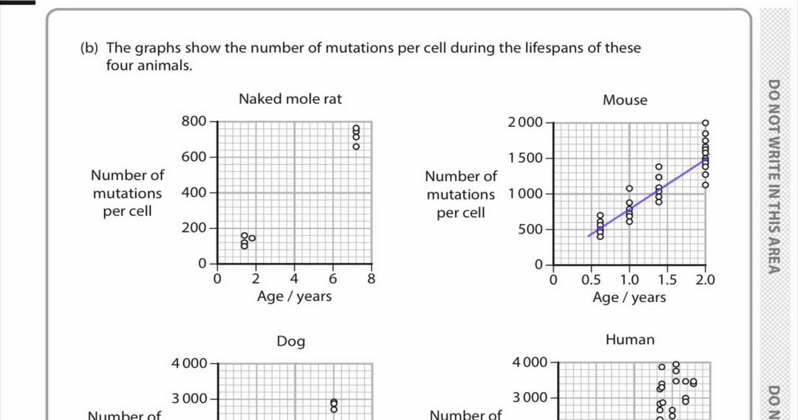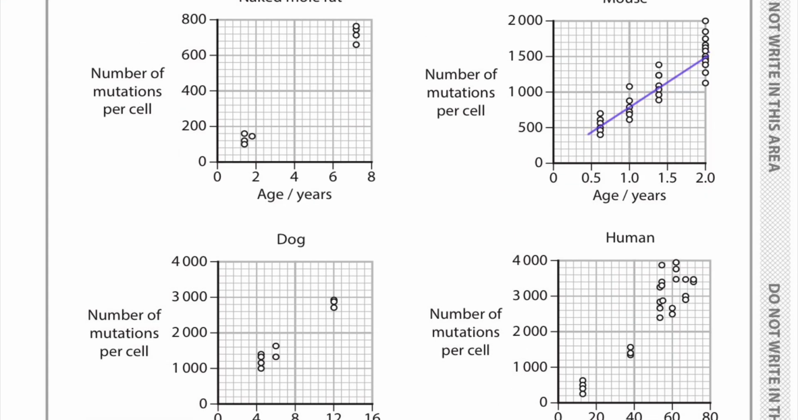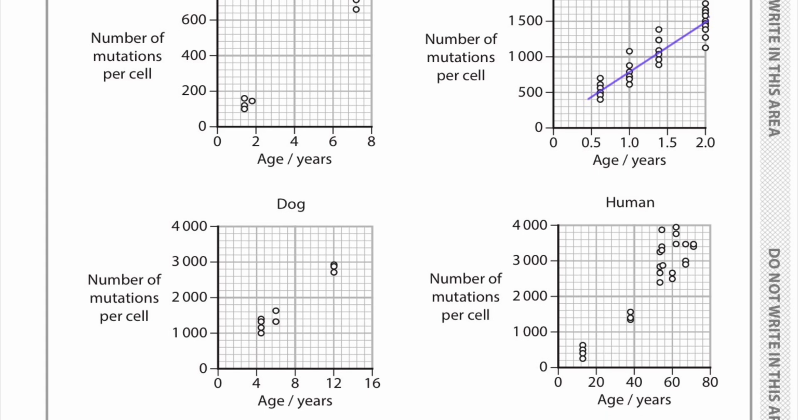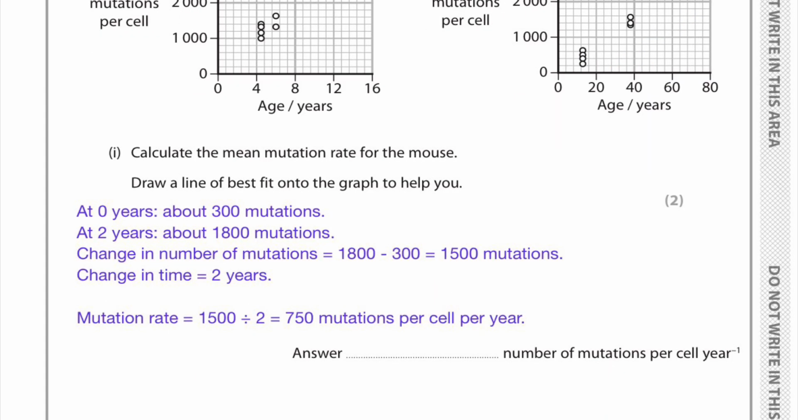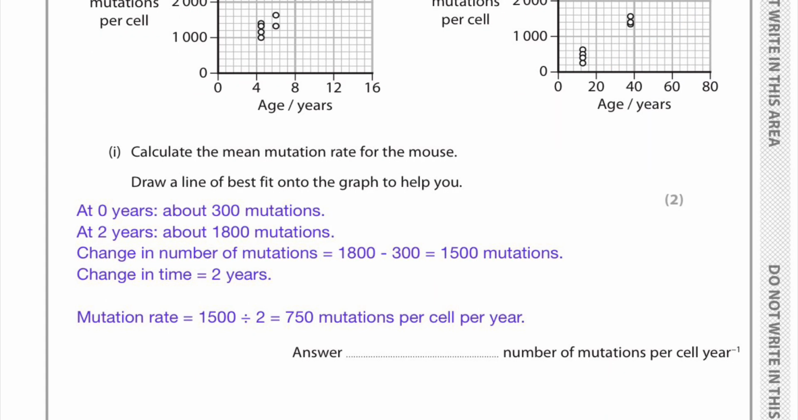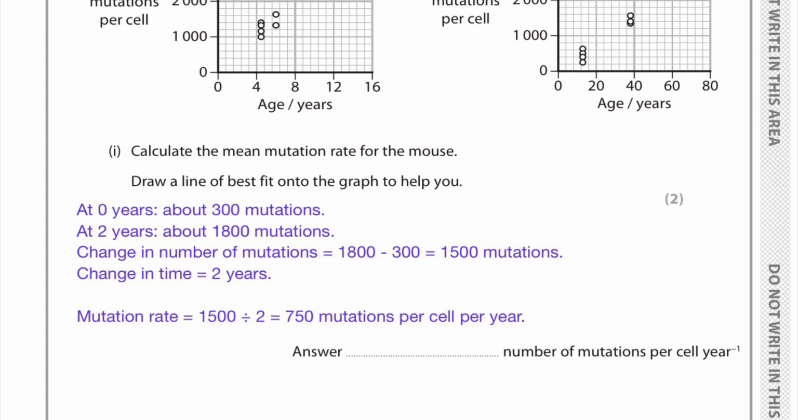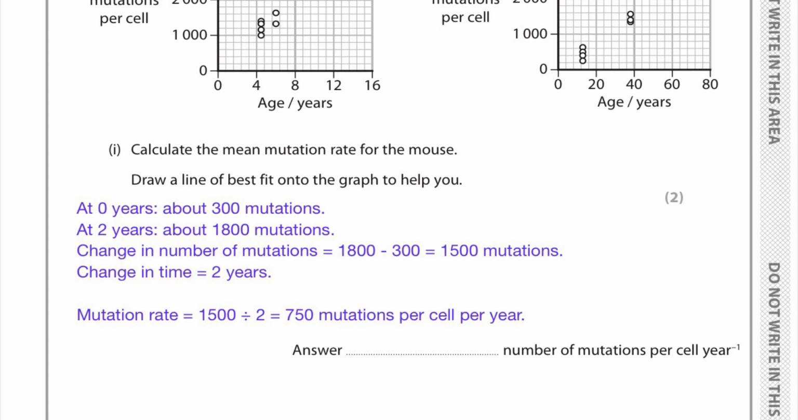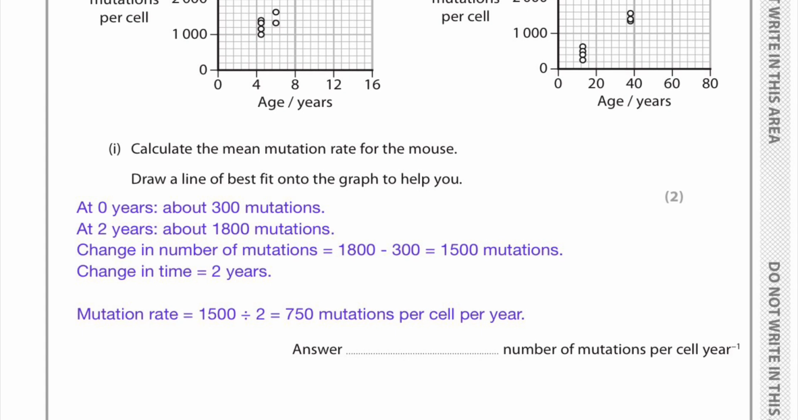Moving to part B, they say the graphs show the number of mutations per cell during the lifespans of the 4 animals. They show scatter plots for naked mole rats, mice, dogs, and humans. Here they are giving real data on how mutations accumulate as animals age. Next, they say calculate the mean mutation rate for the mouse. Draw a line of best fit onto the graph to help you. This part is asking for a rough mean mutation rate based on the mouse graph.